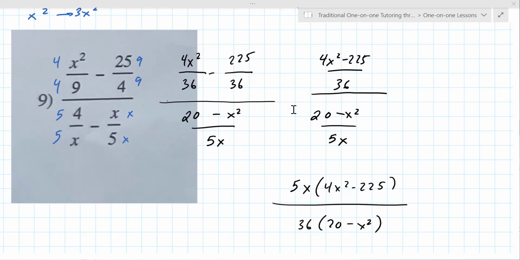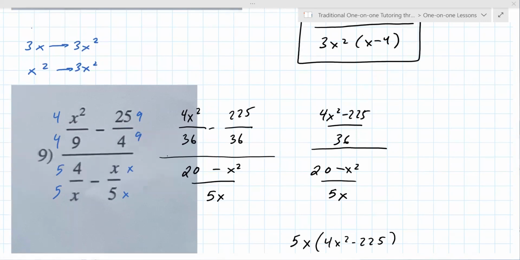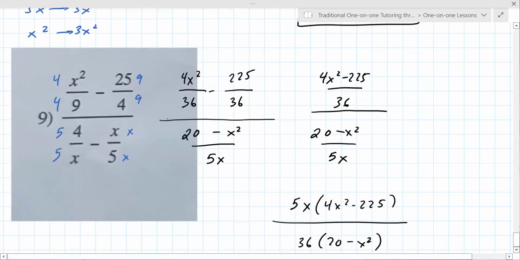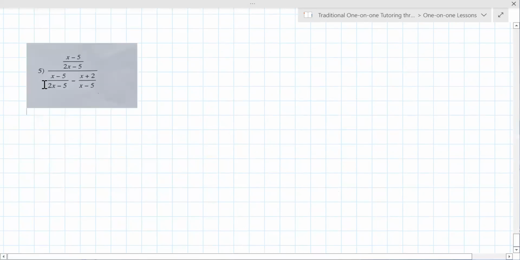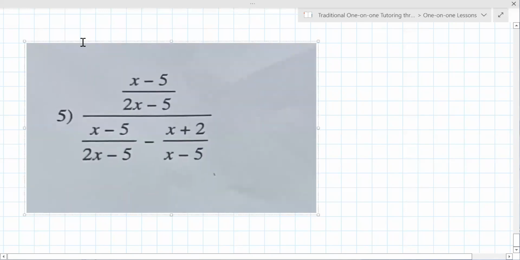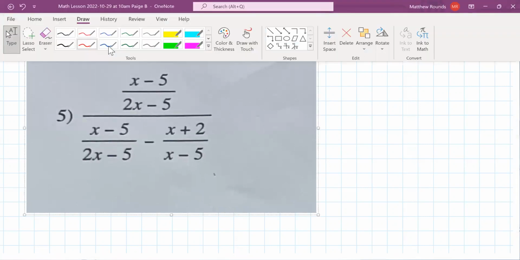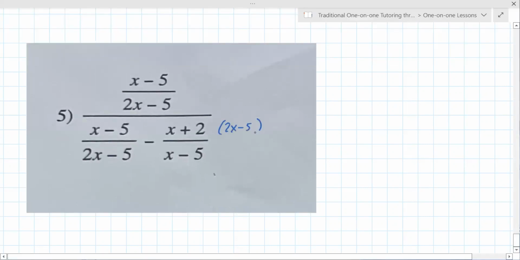So pretty much out of time. I skipped number 5. I'll just briefly show you why. The common denominator is quite awful. So on the bottom, you need to multiply each side by the other one, 2x minus 5, and then x minus 5. It's just bad. It's really bad. So we won't be doing that.